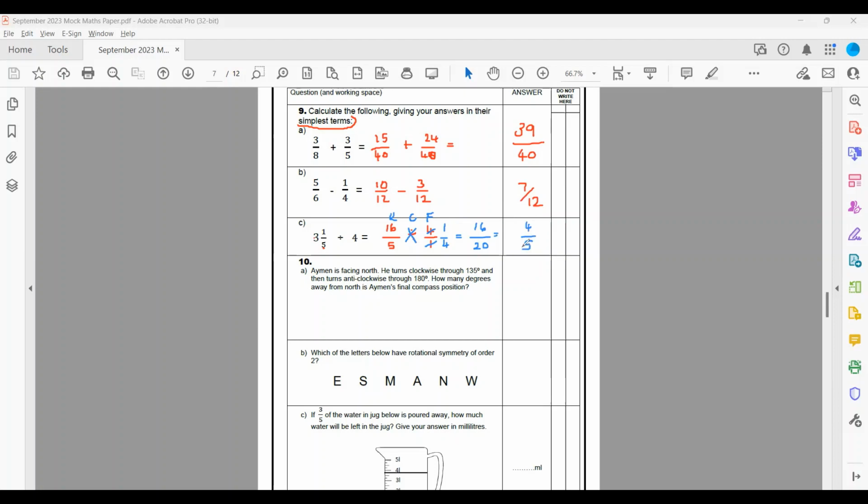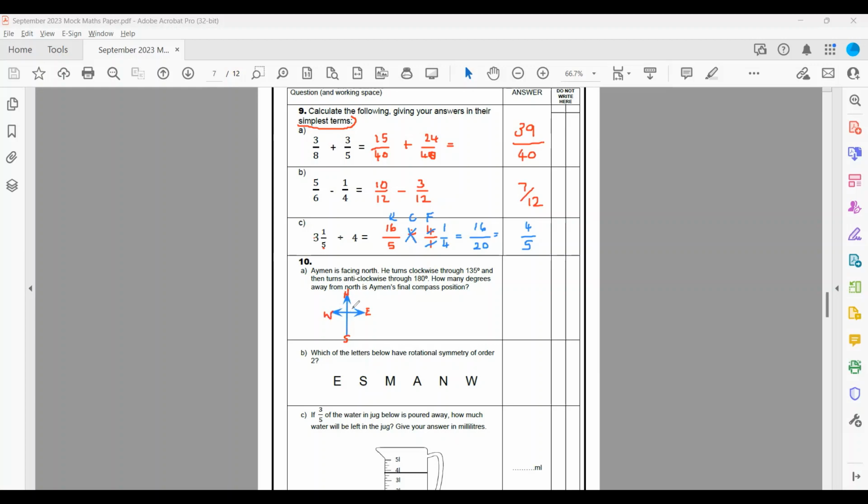Okay, so 4/5. So looking at question 10, Amon is facing north. So if we draw a quick compass point, it doesn't have to be anything fancy, we just draw that there. And remember your order. I'll just draw that again. There we go. So we've got north up here, then east, south, west: never eat shredded wheat.